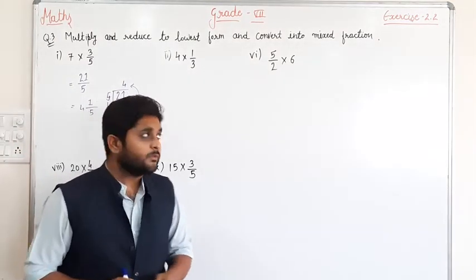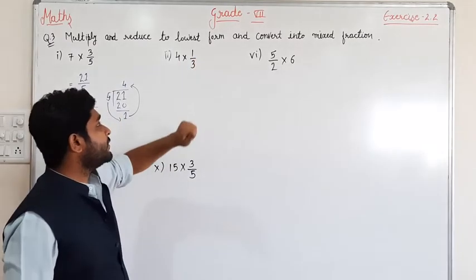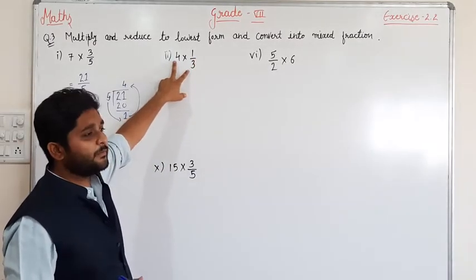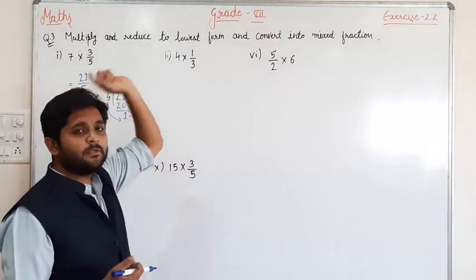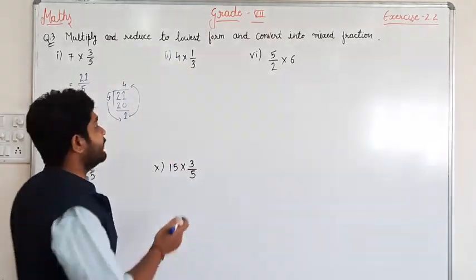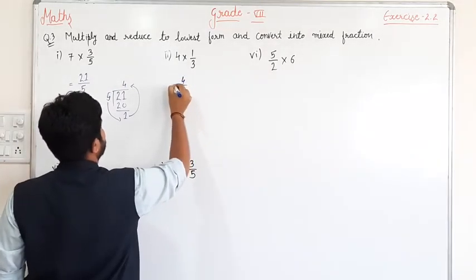Now sum number 2: 4 multiplied by 1 upon 3. Friends, we cannot cut 3 and 4, both are not coming in any common table. So directly we just multiply both numerators. 4 1s are 4 upon 3.